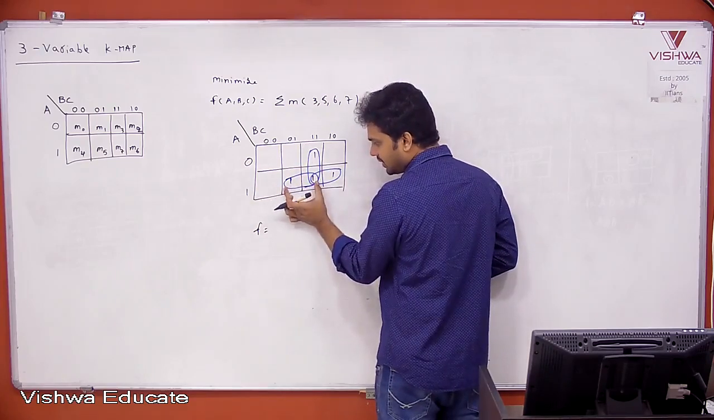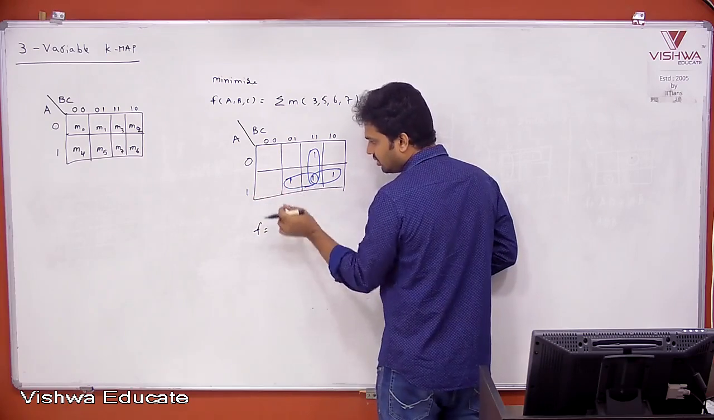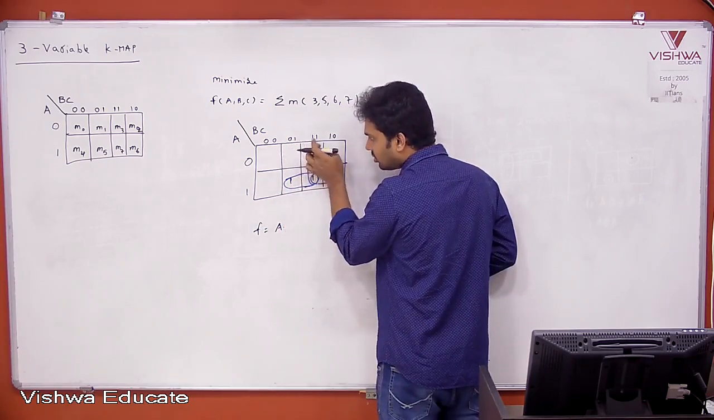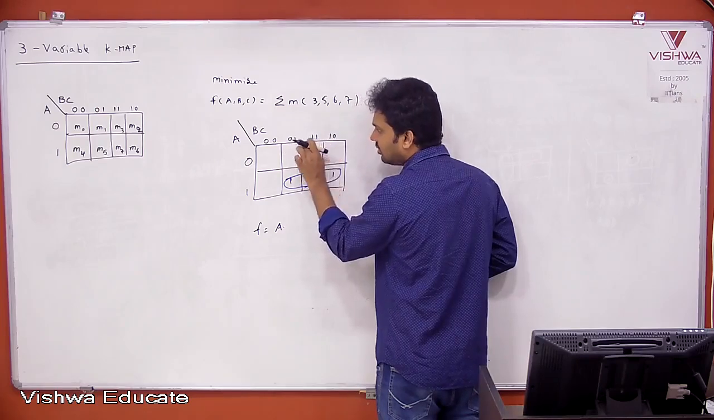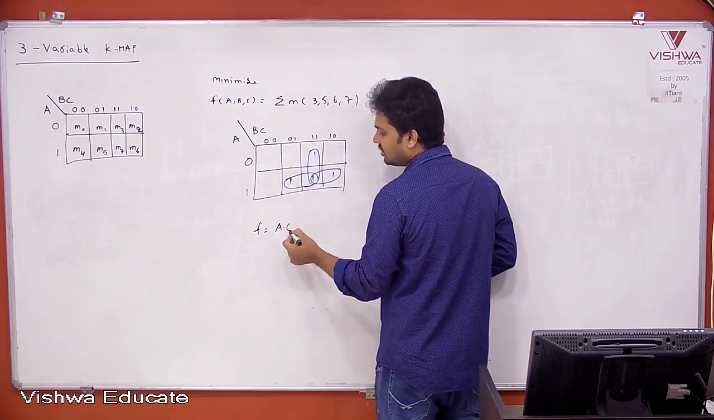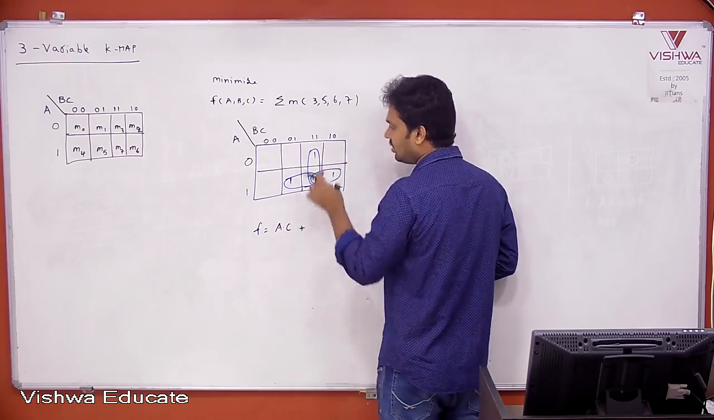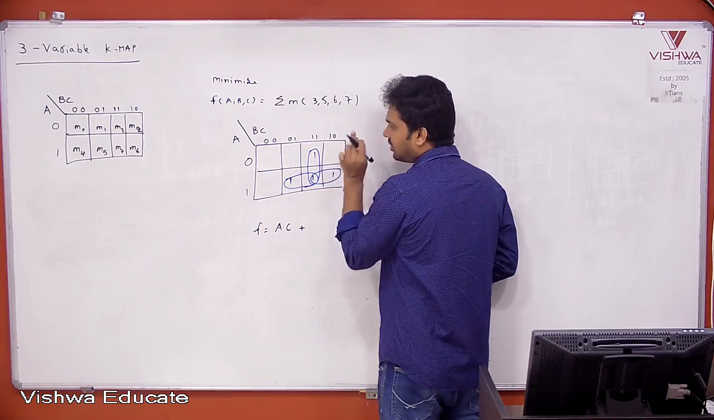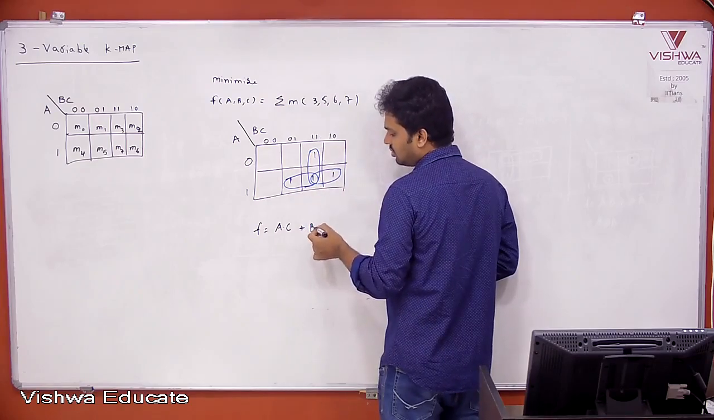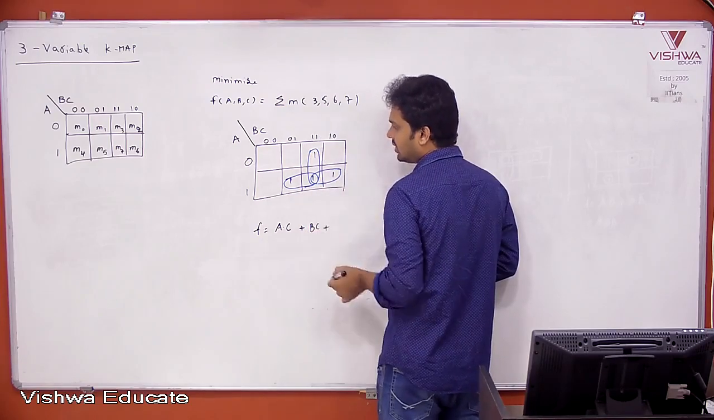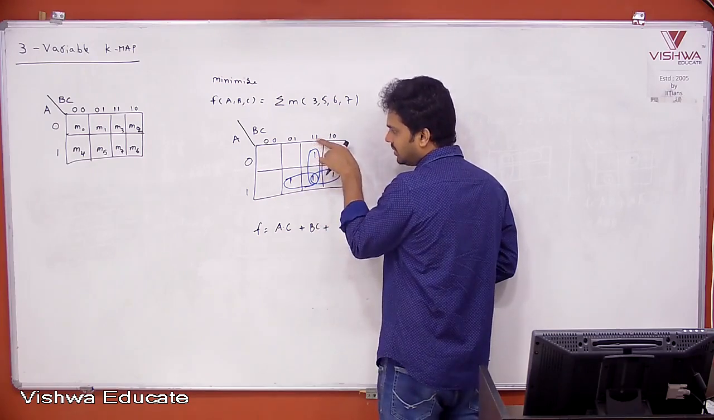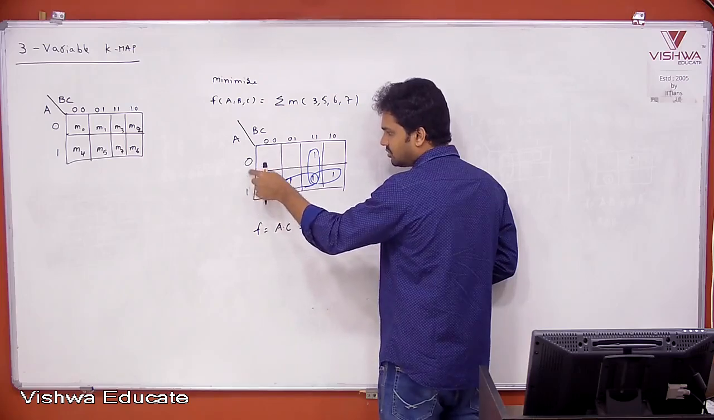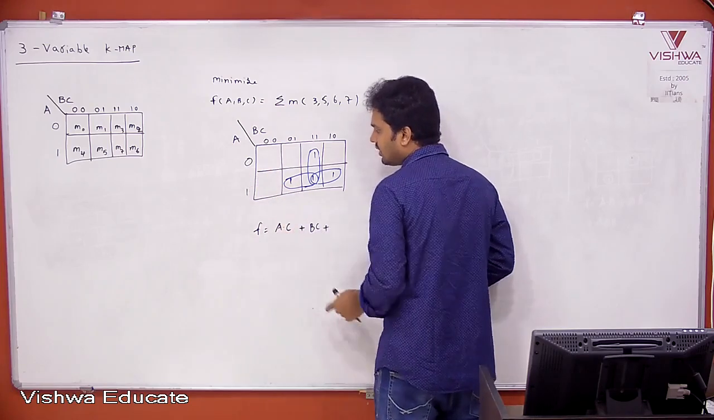Here for this pair, A is 1, that is A into what is common here in both, C must be 1, so AC, plus here in this pair, what is common here, 1, 1, so BC, plus you can understand B must be 1, C must be 1, but here A is not changing from 0 to 1, 0 plus 1 is 1, neglected.